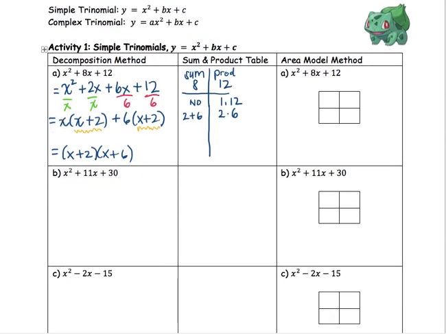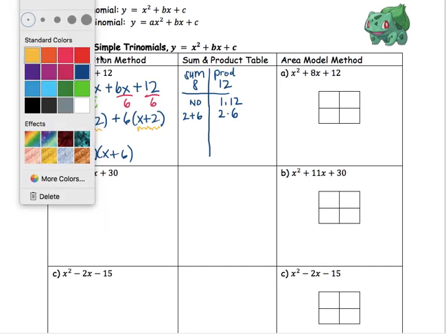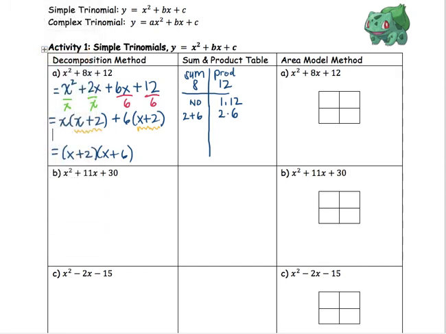We are now finding the product and sum for 11 and 30. Sum of 11, product of 30. Again, try to think of those numbers really quick: the two that would multiply to 30 but add to 11.